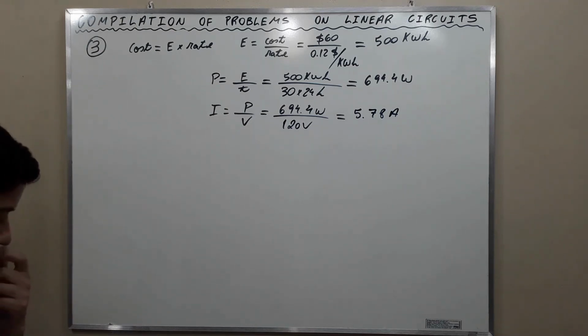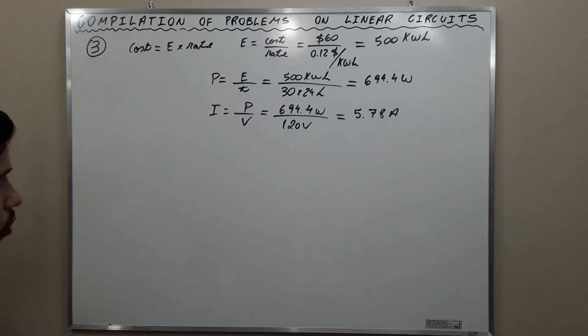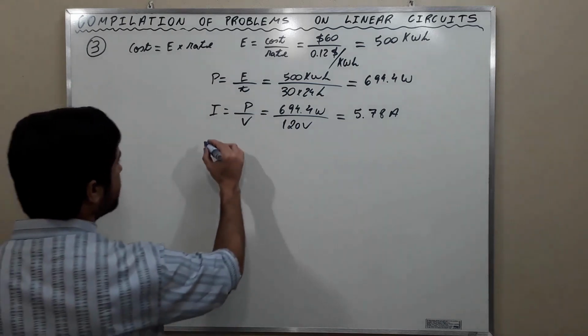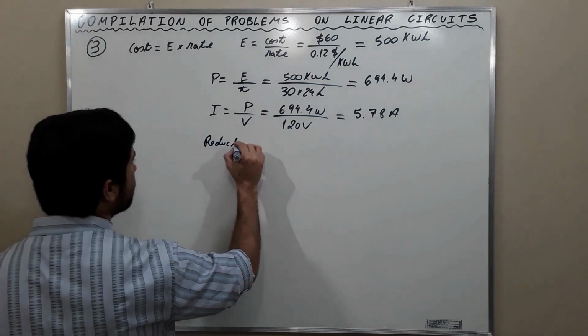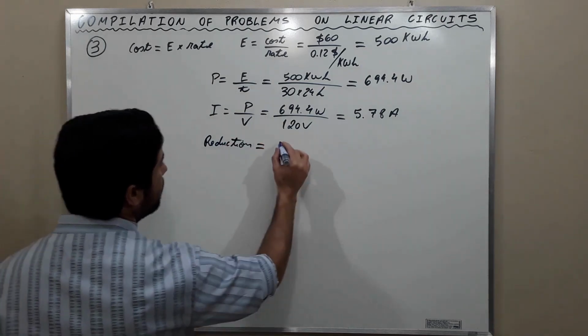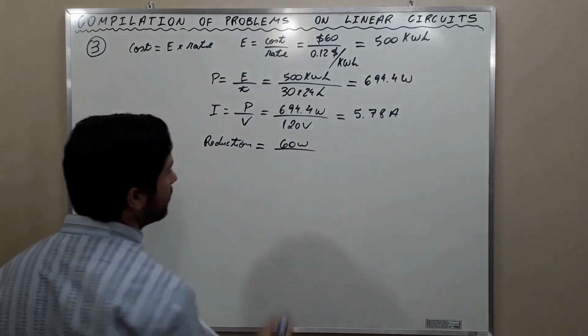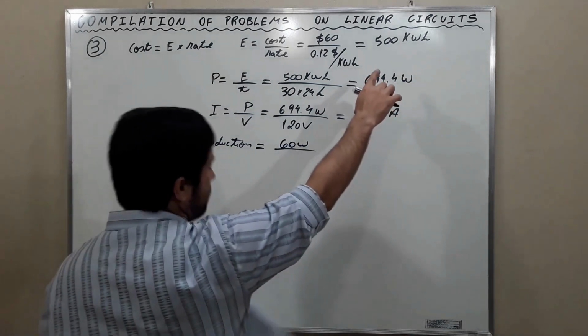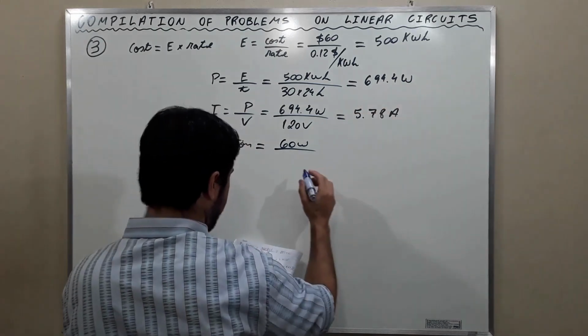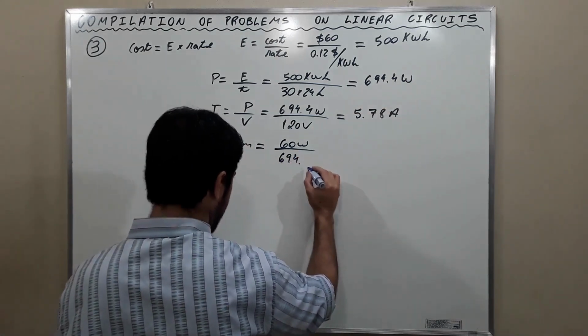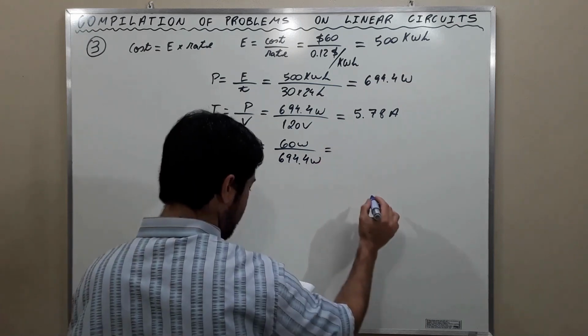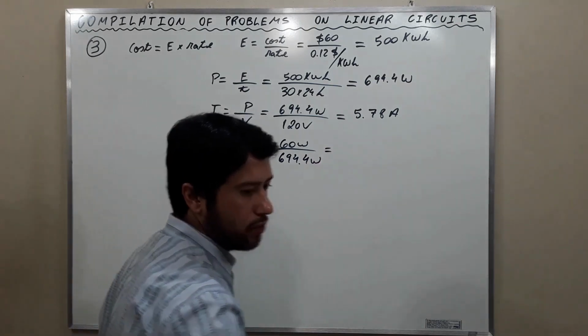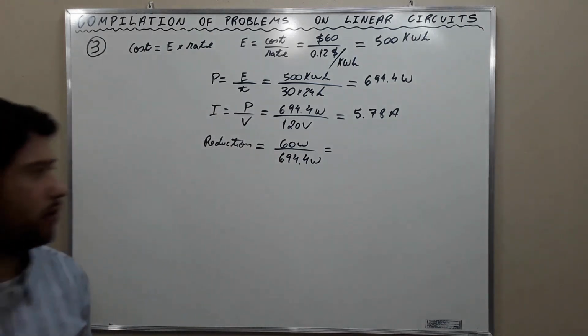Now let's measure the reduction. The exercise said that the power of the light is 60 watts. So the reduction will be 60 watts divided by the total power, 694.4 watts, times 100%.